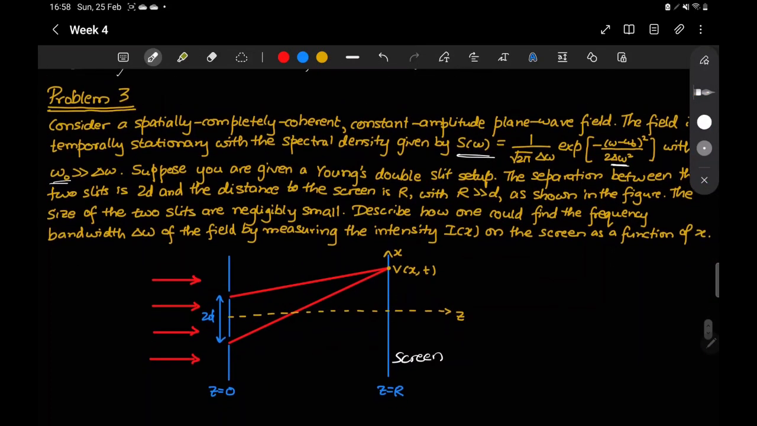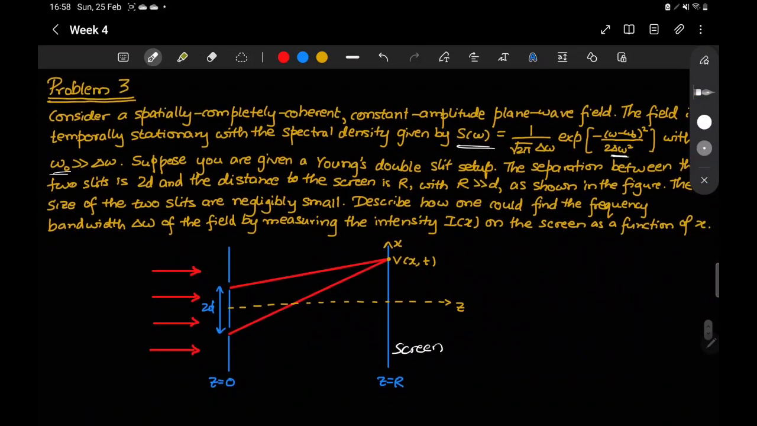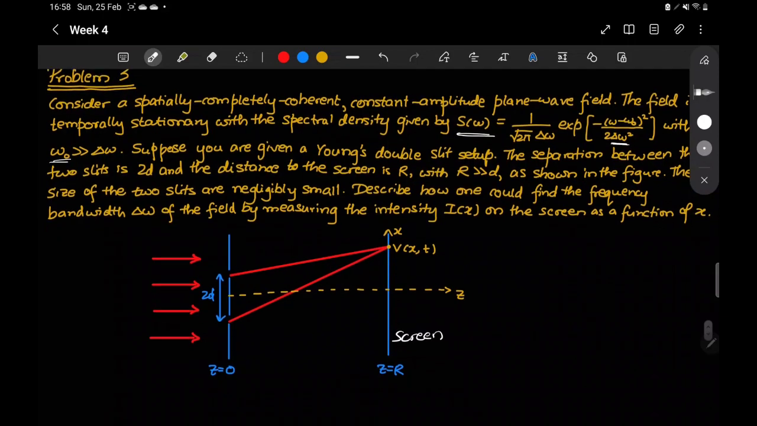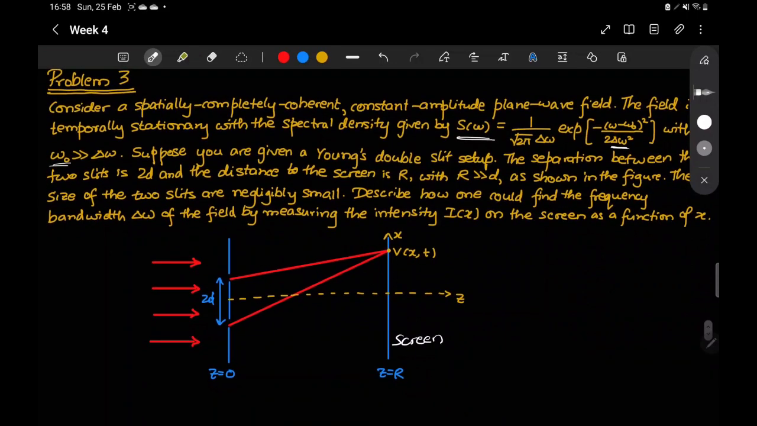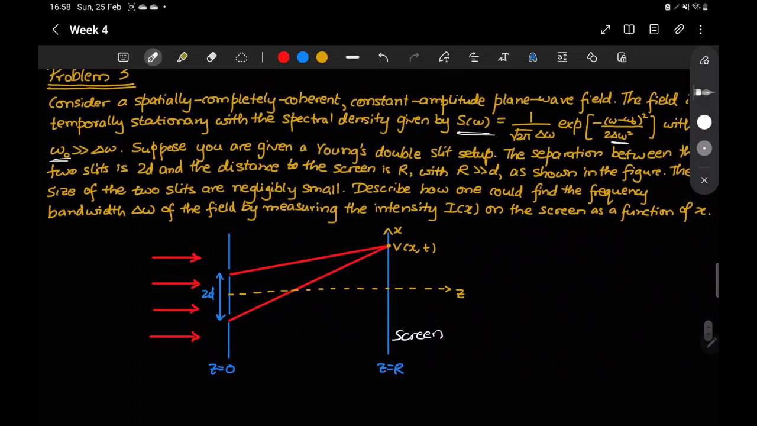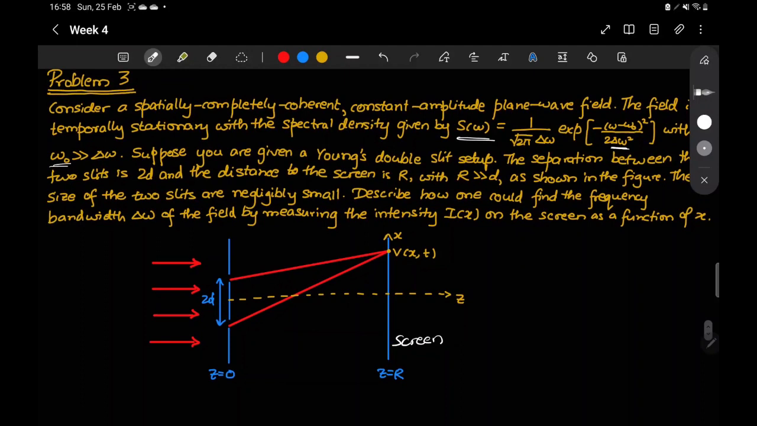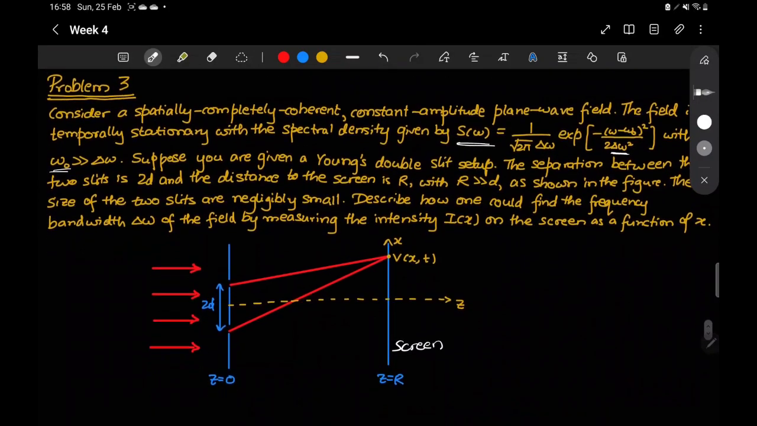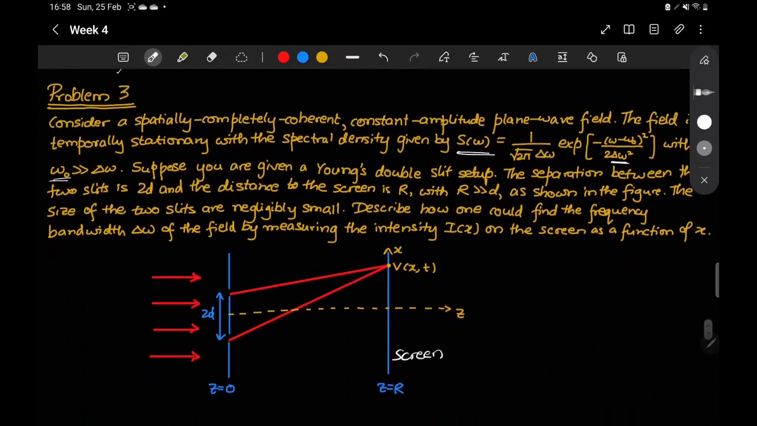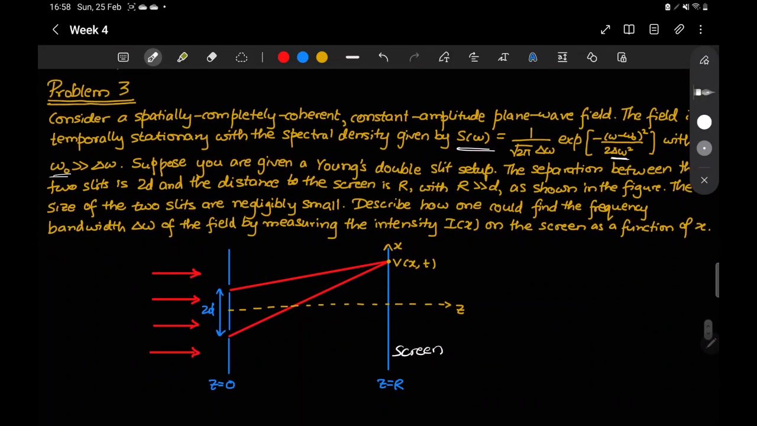Before proceeding to this week's assignment problem, let us revisit the last problem from the previous week. This is because we could not complete this problem last time due to lack of time. So let us begin with problem 3 from the previous week. Let me read the question for you.